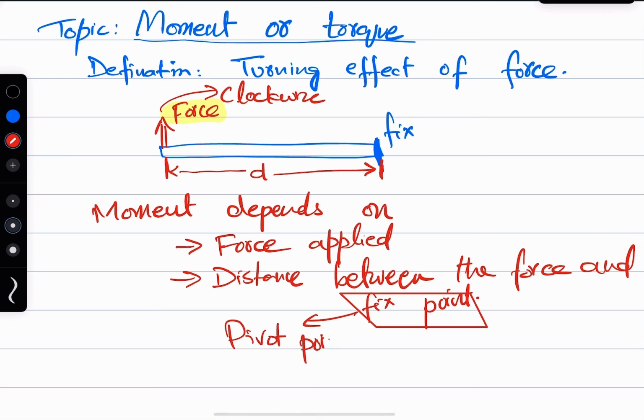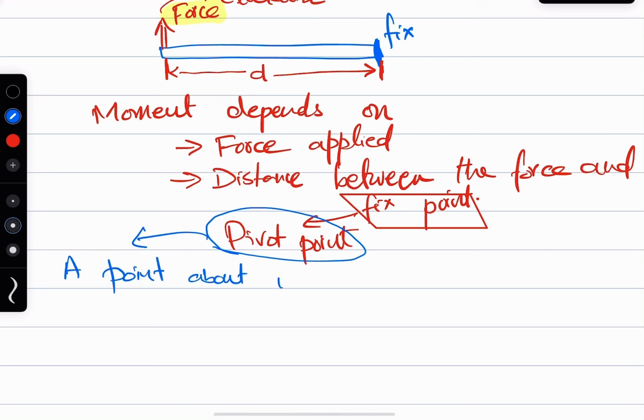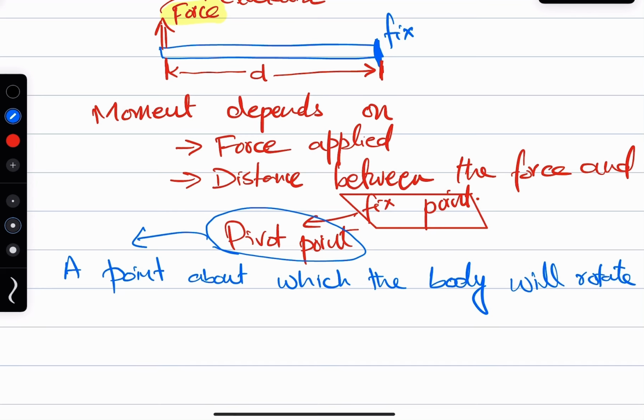Okay, this fixed point is also known as the pivot point. So we can define the pivot point as a point about which the body will rotate. Okay, so it's a fixed point.